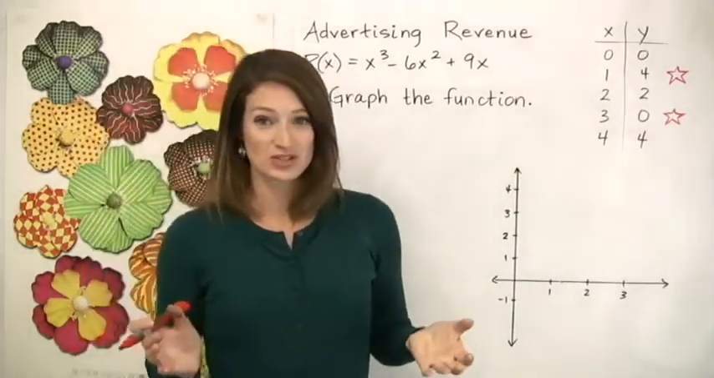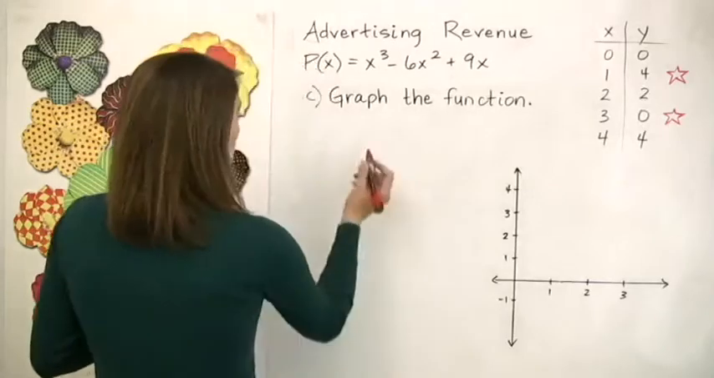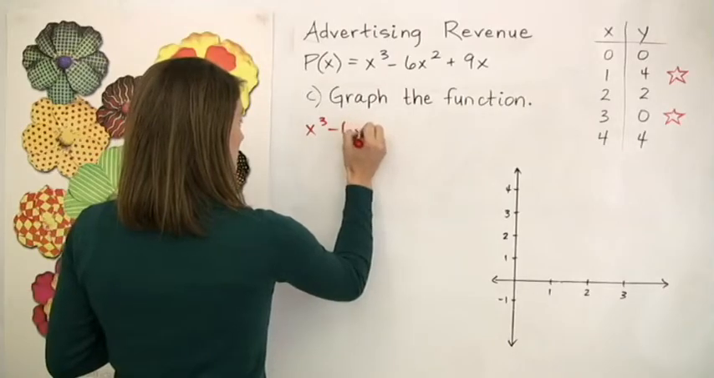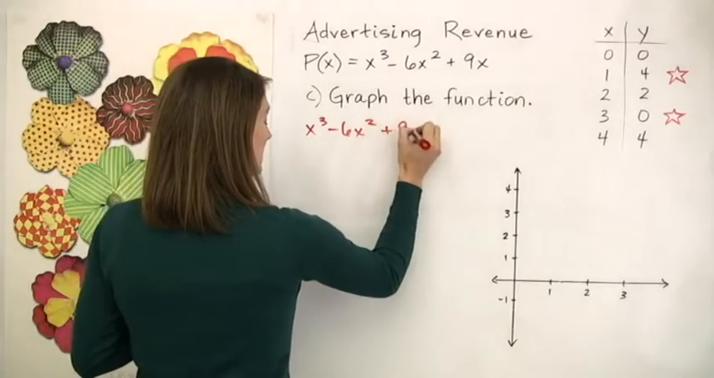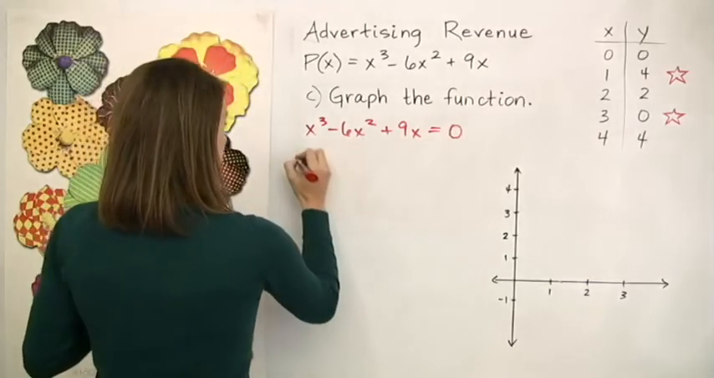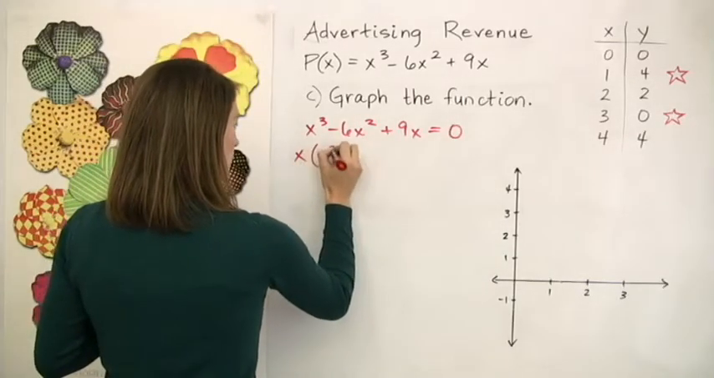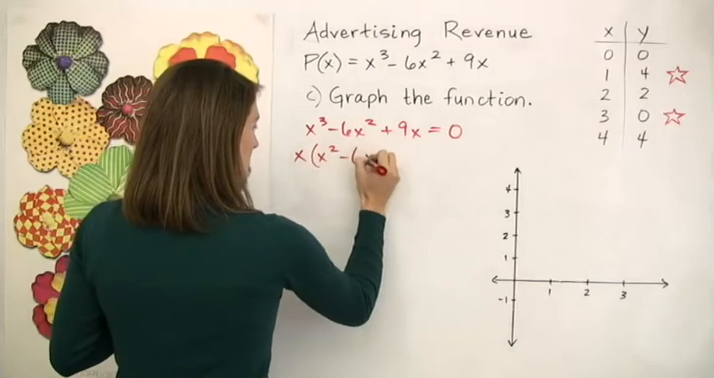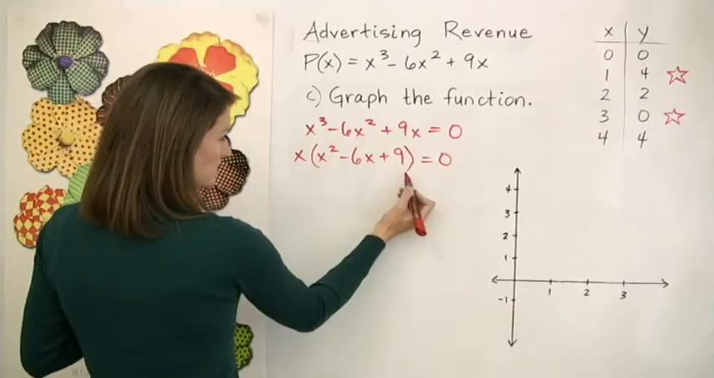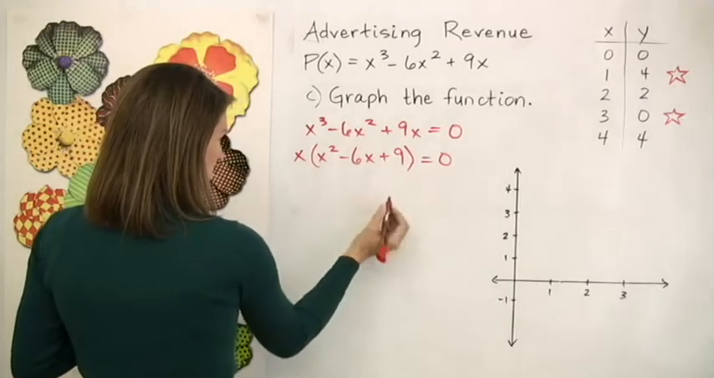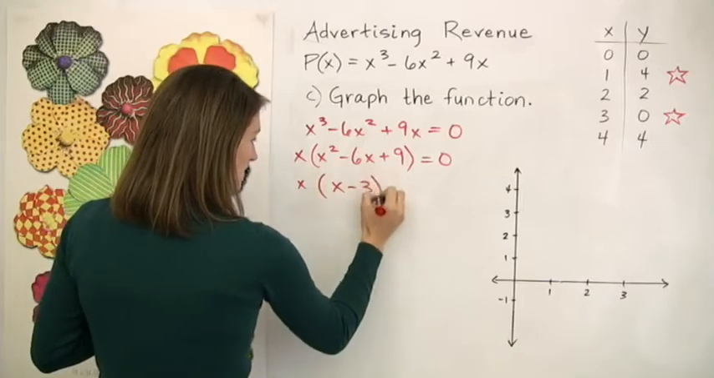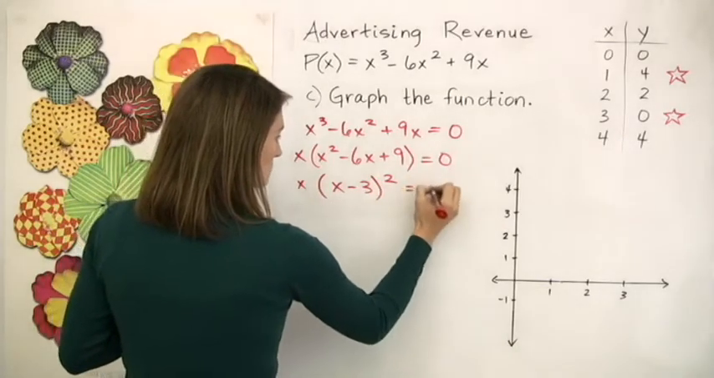So the first thing we should do is find the x-intercepts. If we take this function and set it equal to 0, x to the third minus 6x squared plus 9x equals 0. Let's first pull out an x. That leaves us with x squared minus 6x plus 9 equals 0. Within the parentheses here, we can factor this very easily. We have x times (x minus 3) squared equals 0.